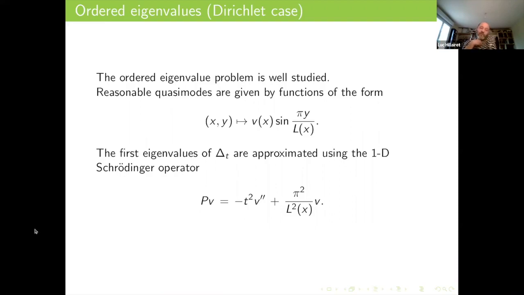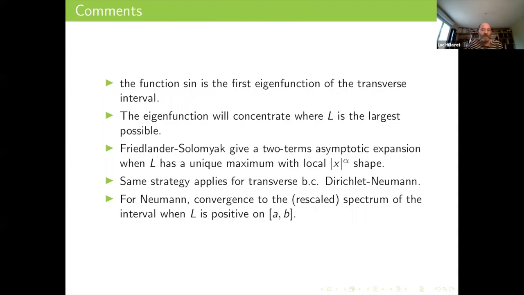So I've written here for the Dirichlet case, but we'll see that you can do things also in the other cases, the other boundary conditions. So the observation is that if you take functions of the form v of x times sine(pi y over L of x), this gives you reasonable quasi-modes. And so the first eigenvalues of the corresponding operator are approximated using the 1D Schrödinger operator that has potential pi squared over L squared. So this is sometimes called the effective operator.